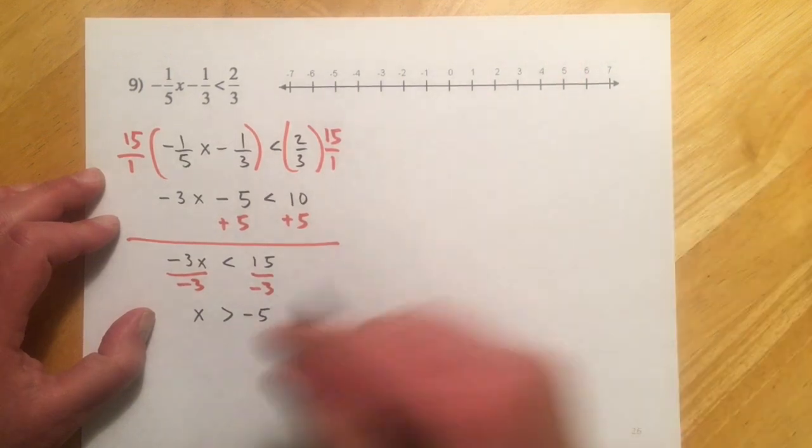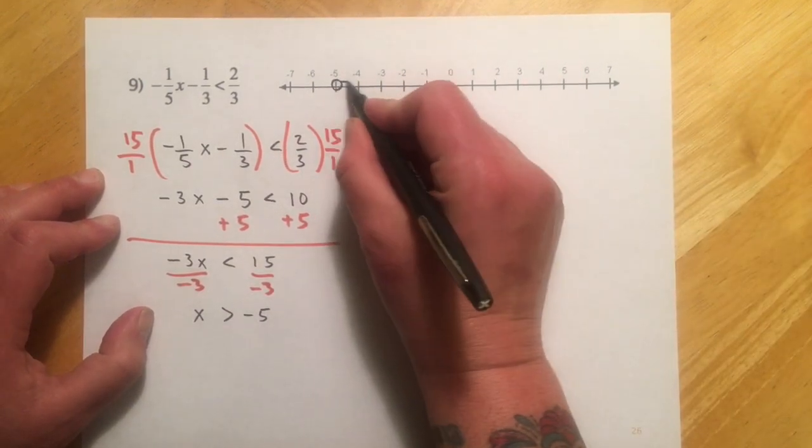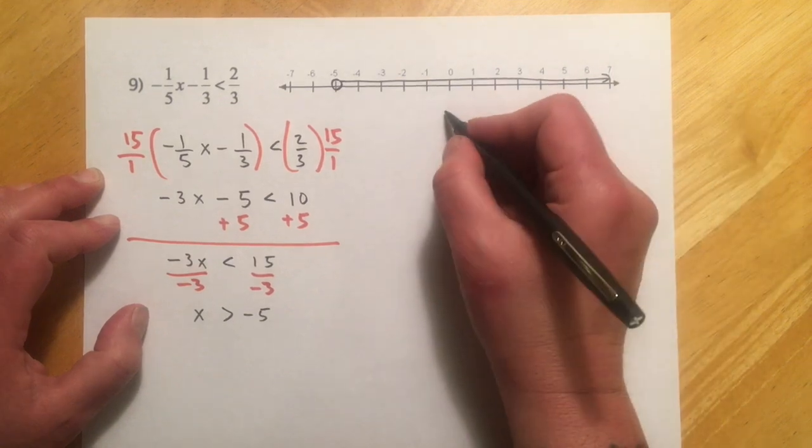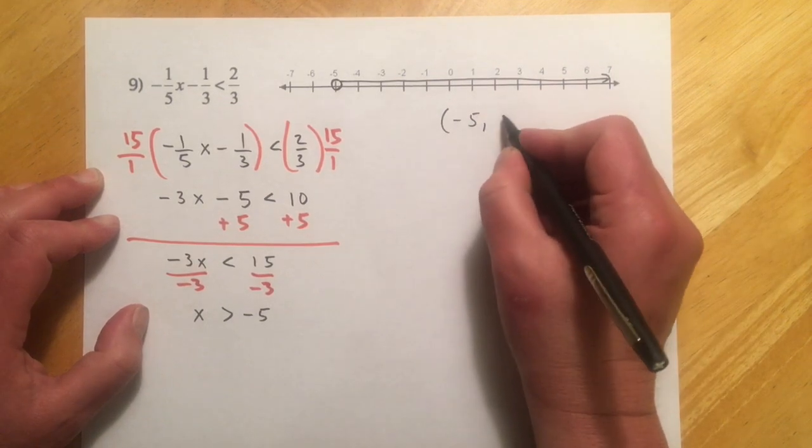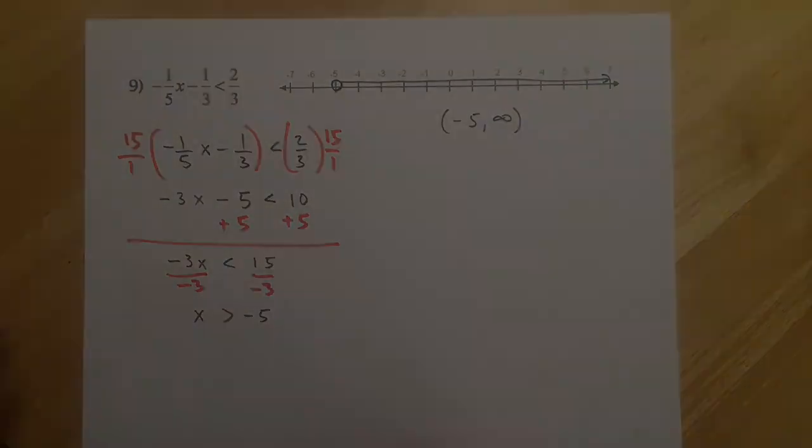So x is going to be greater than negative 5. So open dot to infinity, and then we're going to go negative 5 to positive infinity.